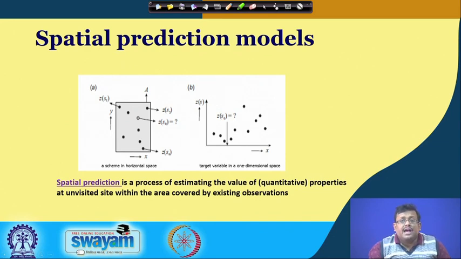Let us stop here, and we will start from this slide in the next lecture. We will be talking about spatial prediction models and different types of other interpolation techniques, and we will be starting some advanced sensors also in the next lecture.